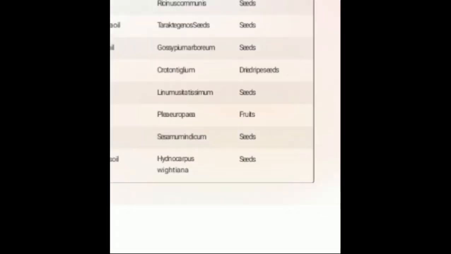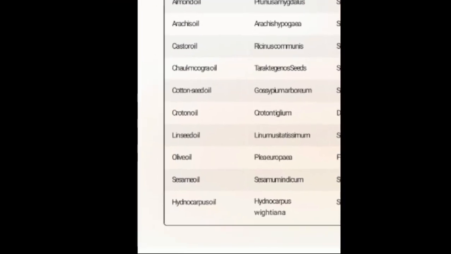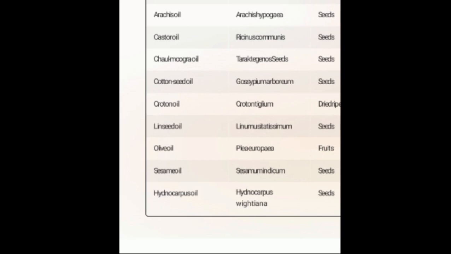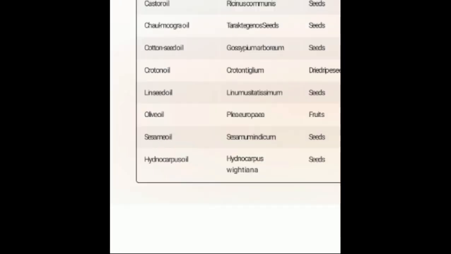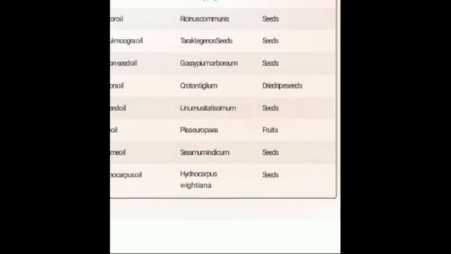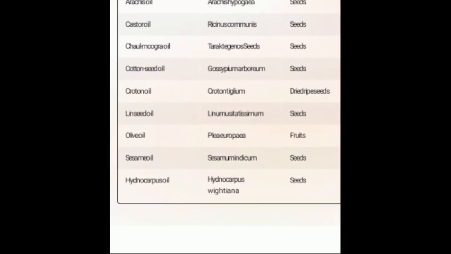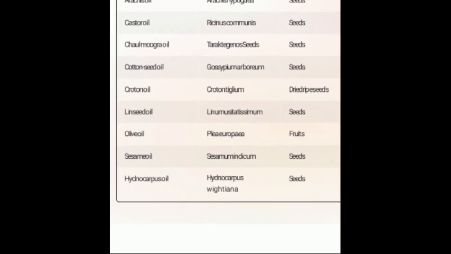Examples of some fixed oils are almond oil, arachis oil, castor oil, olive oil, which is important, and sesame oil, which are obtained from the seeds. Mainly all the fixed oils are obtained from the seeds, but the olive oil is obtained from the fruit part.